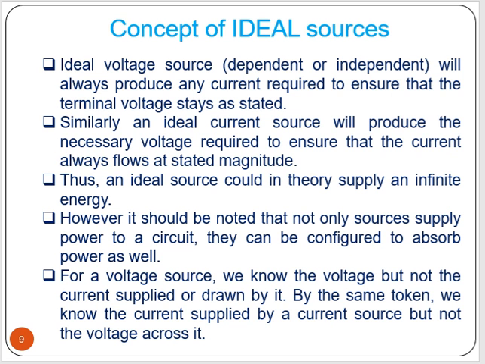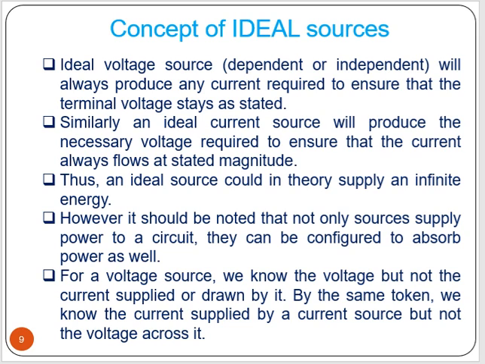Okay. The concept of ideal sources. Now, an ideal voltage source, dependent or independent, will always produce any current required to ensure that the terminal voltage stays at the stated value, or constant. Similarly, an ideal current source will produce the necessary voltage required to ensure that the current always flows at the stated magnitude, or current should be constant, and it will provide the necessary voltage across the circuit. Thus, an ideal source could, in theory, supply an infinite energy to the circuit.